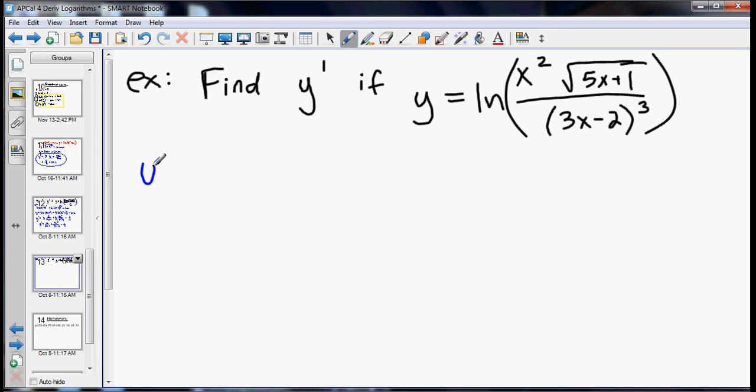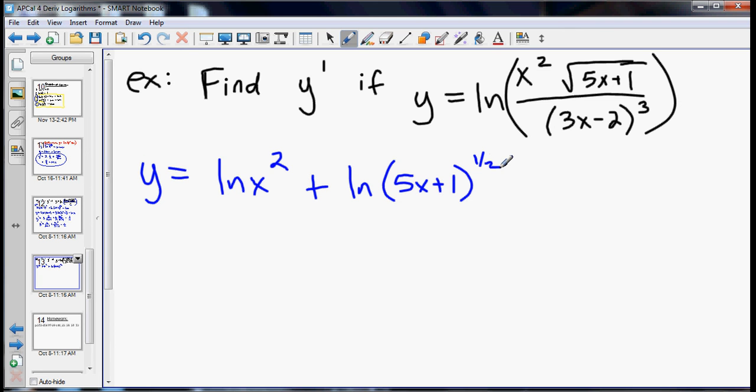So again, our first step is to use the properties to expand this. I have 3 pieces again. I have the x squared, so I'll do the natural log of x squared. Then I'm multiplying the square root of 5x plus 1, which I'm going to go ahead and rewrite as an exponent of 1/2. And I'm dividing 3x minus 2 cubed.